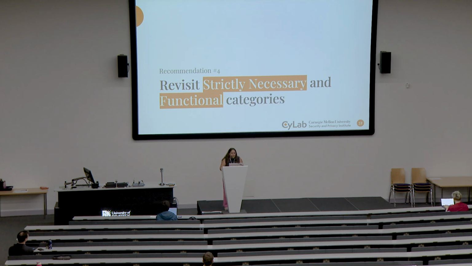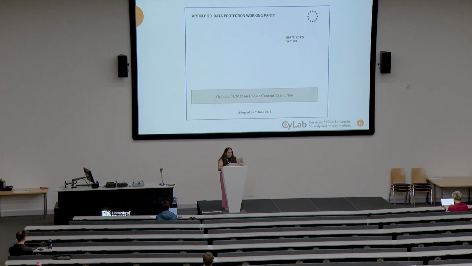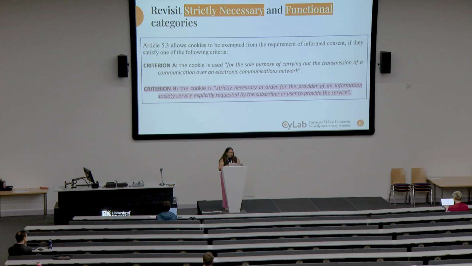Our fourth recommendation, which is probably one of the biggest that requires future work, is to revisit the strictly necessary and functional categories. We noticed there was a lot of confusion throughout the process of participants trying to differentiate what would be strictly necessary and what would be functional. So we looked at this opinion from an EU Commission on what strictly necessary cookies are, and we found that a cookie is strictly necessary if it enables a feature that a user explicitly requests.